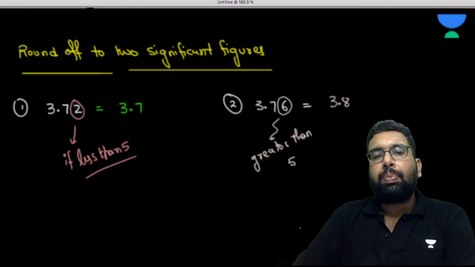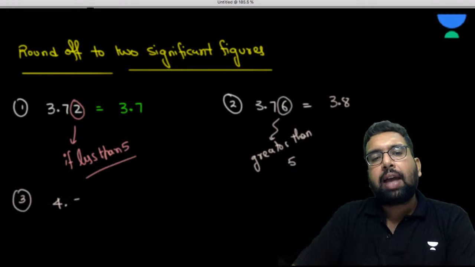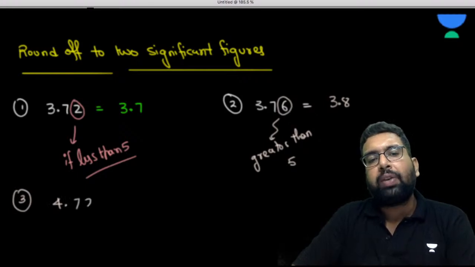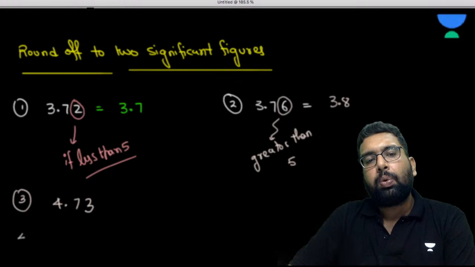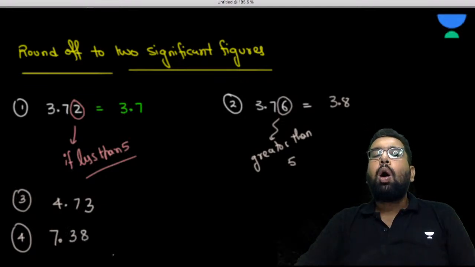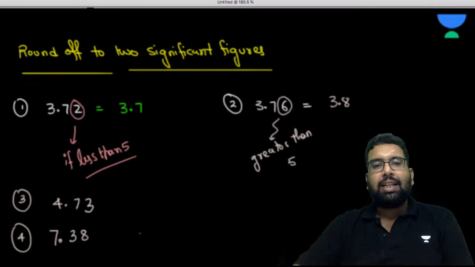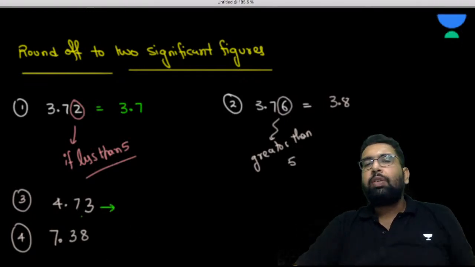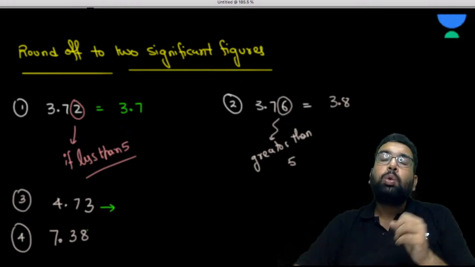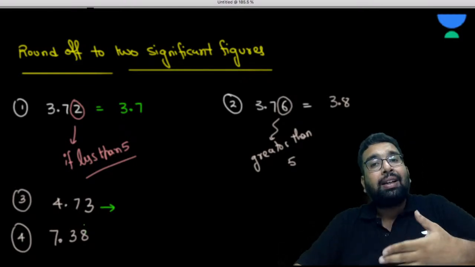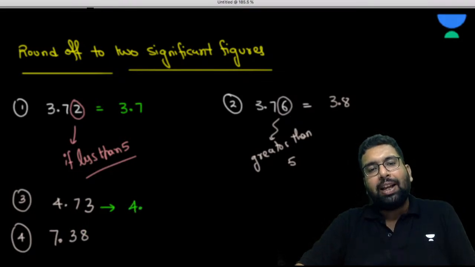For example, if we have 4.73 and, let's suppose, 7.38, how are you going to round them off to two significant figures? Sir, very easy. When we want to reduce it to two significant figures, the question is whether to increase. It will be 7.5.